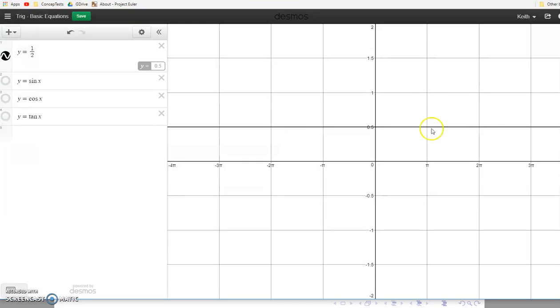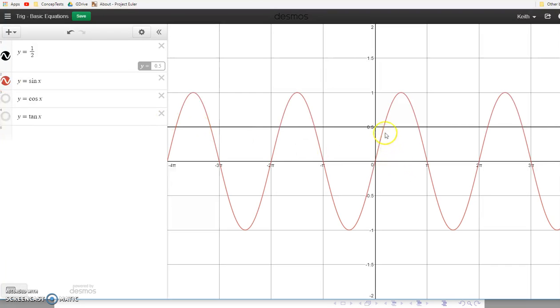This line here is x equals a half, or y equals a half, sorry. And here's y equals sine x. And there's a solution that arc sine gave us. Yes, it is a solution.